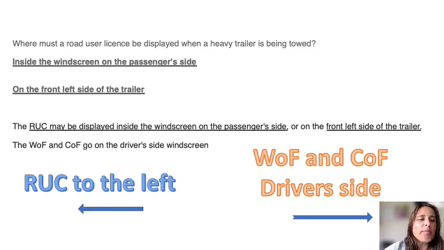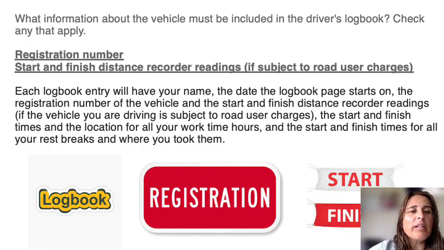So the RUC may be displayed inside the windscreen on the passenger side or on the front left side of the trailer. The warrant of fitness and COF go on the driver's side windscreen. So the RUC to the left, and the warrant of fitness and the COF to the right, so to the driver's side. So what information about the vehicle must be included in the driver's logbook?